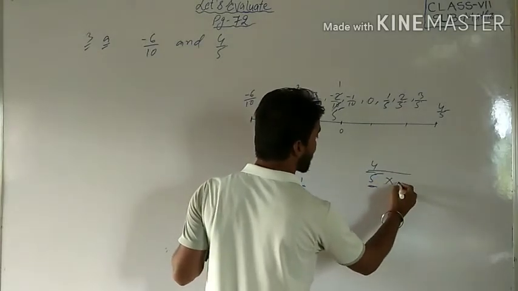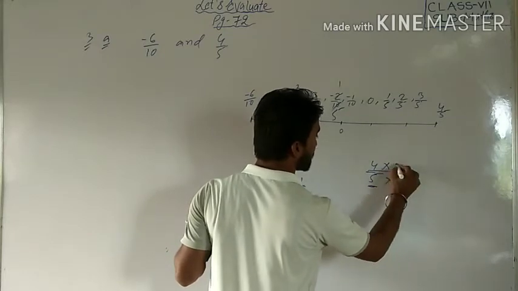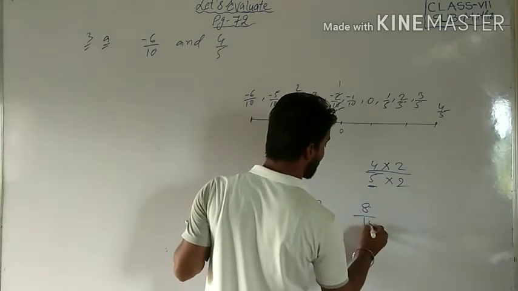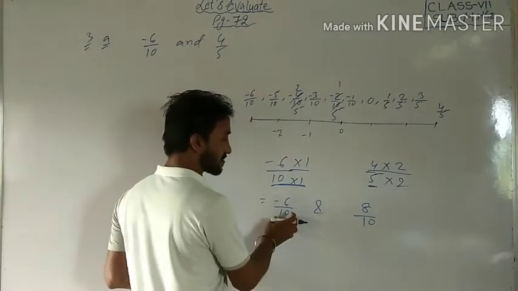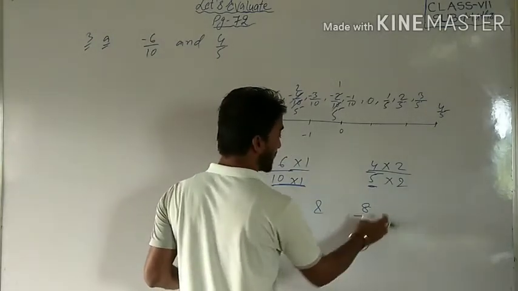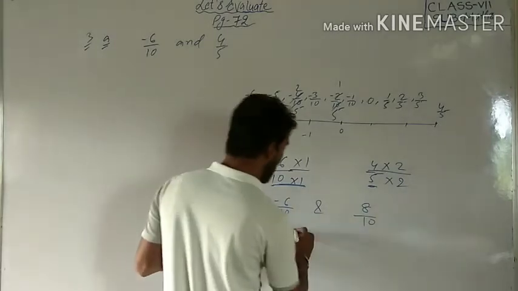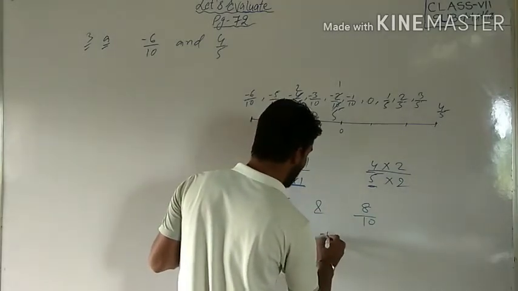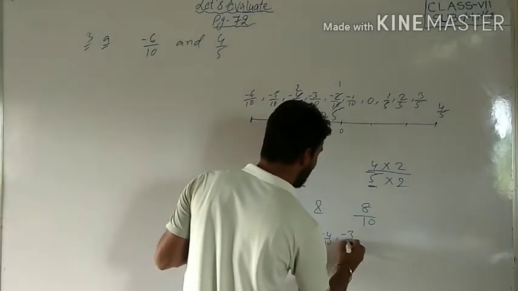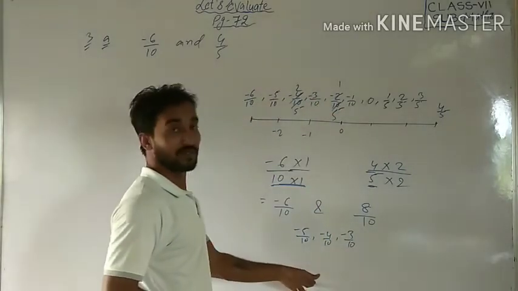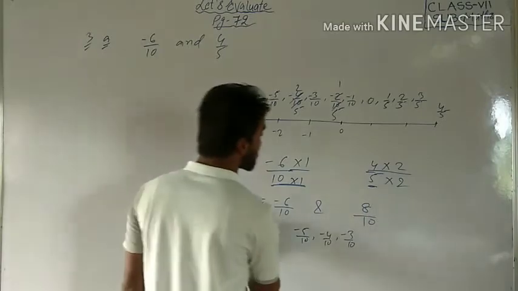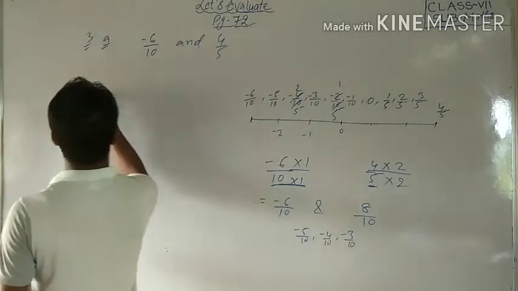We have to make the denominator 10, so multiply by 2. It will be 8 by 10. Now between minus 6 by 10 and 8 by 10, which numbers may come? Minus 5 by 10, we can say minus 4 by 10, minus 3 by 10. As I told you, in that way all the numbers will come. Okay students, so you can mention over here.